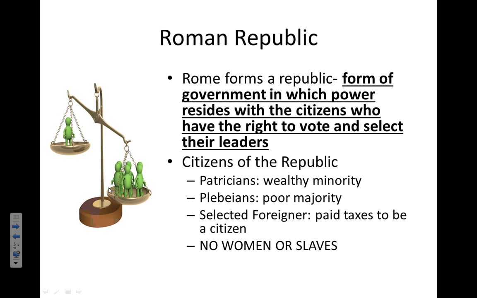Then they had selected foreigners, who were people that paid taxes to be a citizen. And then women and slaves were the other people in society, but they were not allowed to be citizens, and they did not have very many rights.